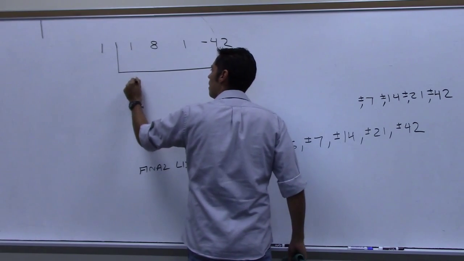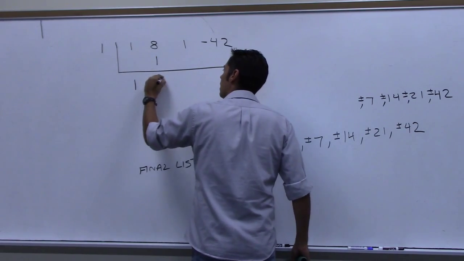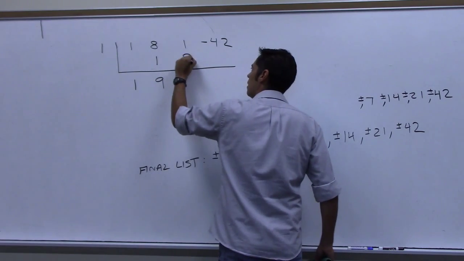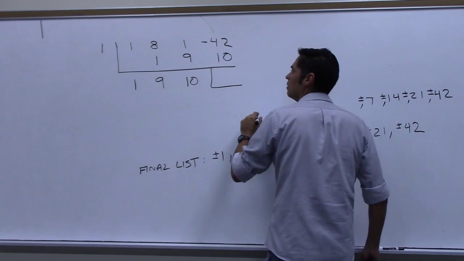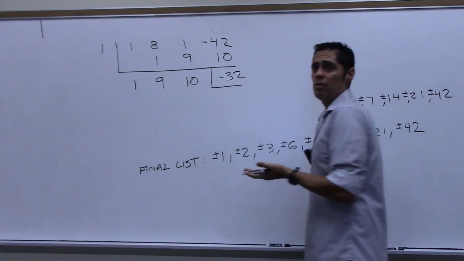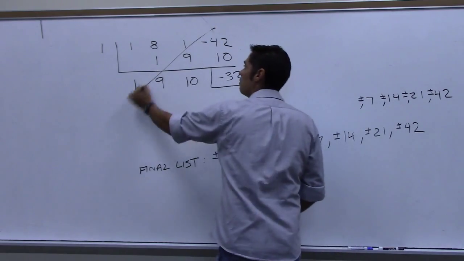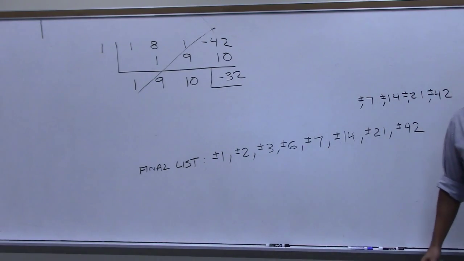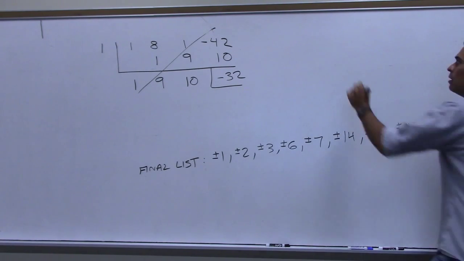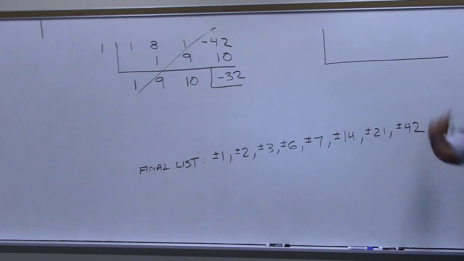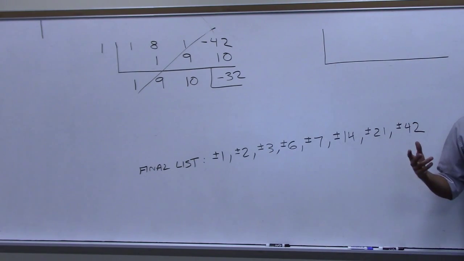Okay, 1 comes down. 1 times 1 is 1. Add down, we get 9. 1 times 9 is 9. Add down, we get 10. 1 times 10 is 10. And what's your remainder? Negative 32. That's not 0, right? Which means this failed. So just move on now. Well, let's see when we are going to stop. We're not going to do all 16, all right? Unless we absolutely have to, but we won't need to. Yes, the number of numbers that'll work should be equal to the number of factors that you have, most of the time.